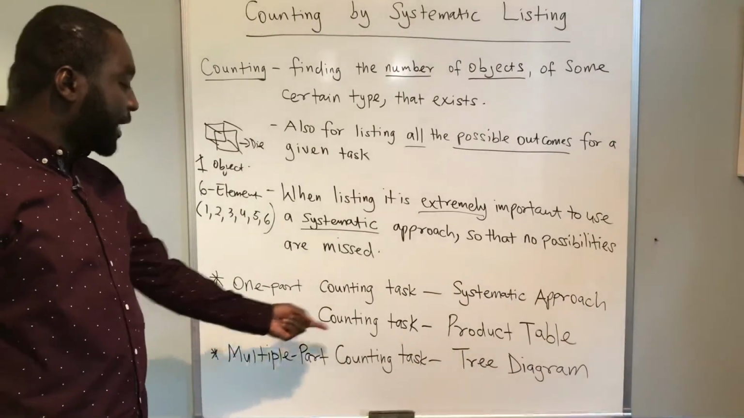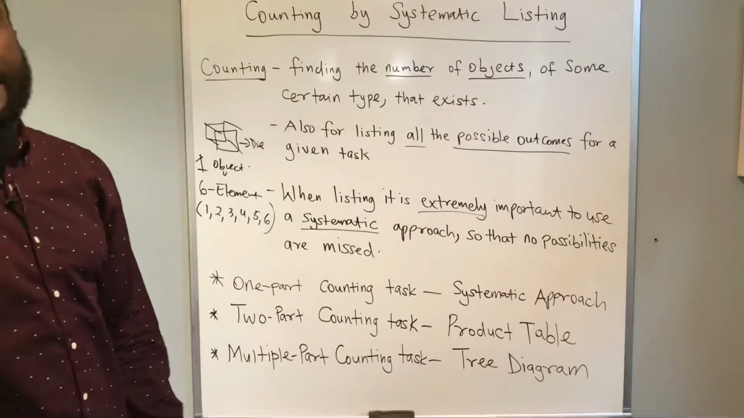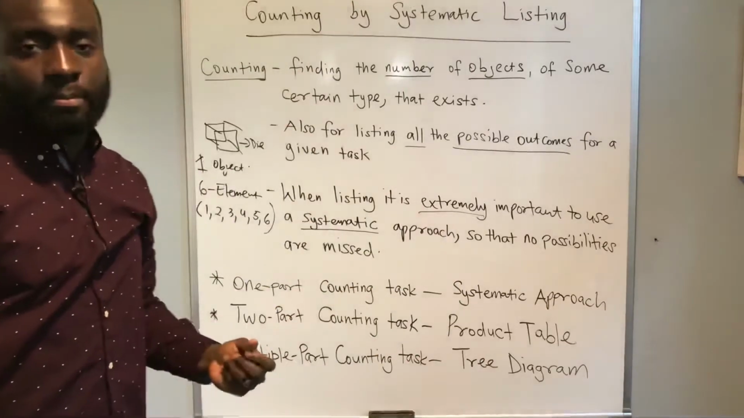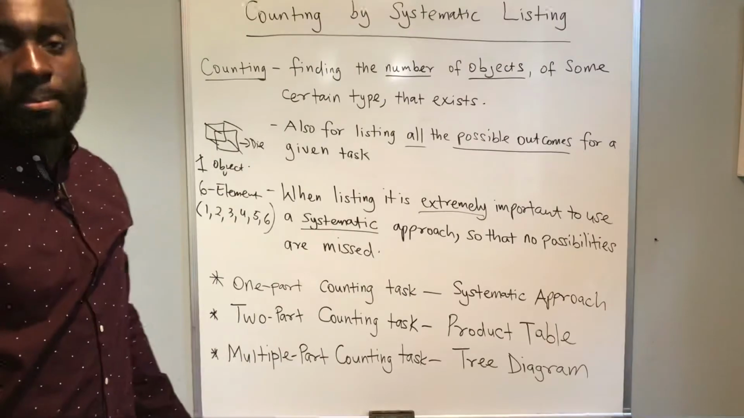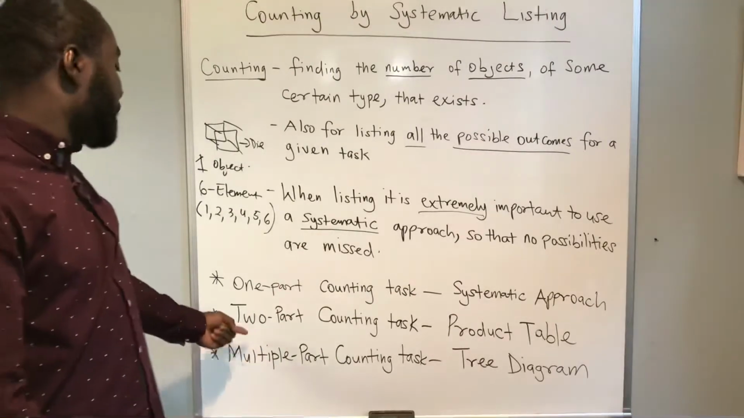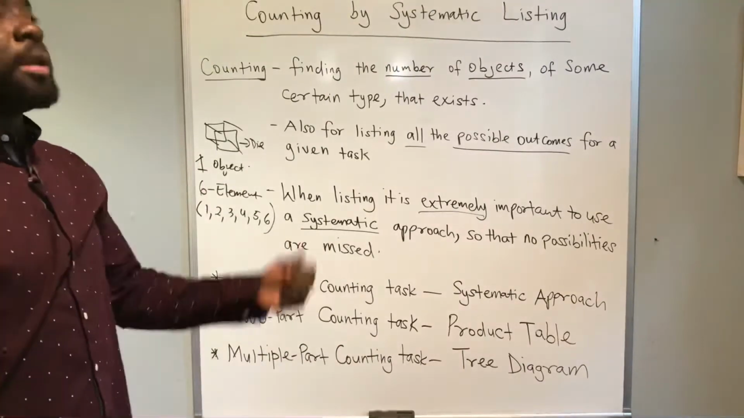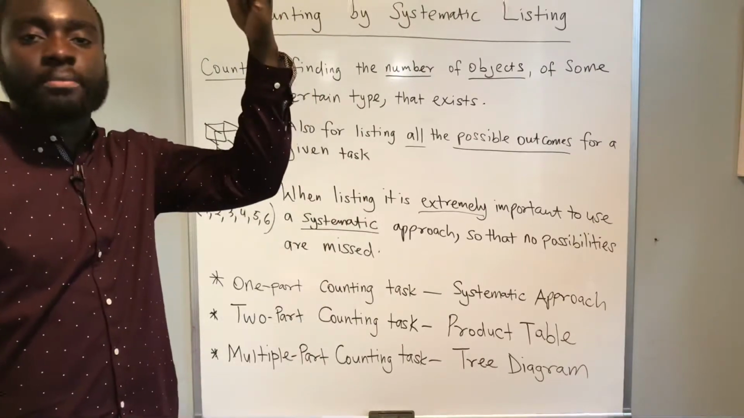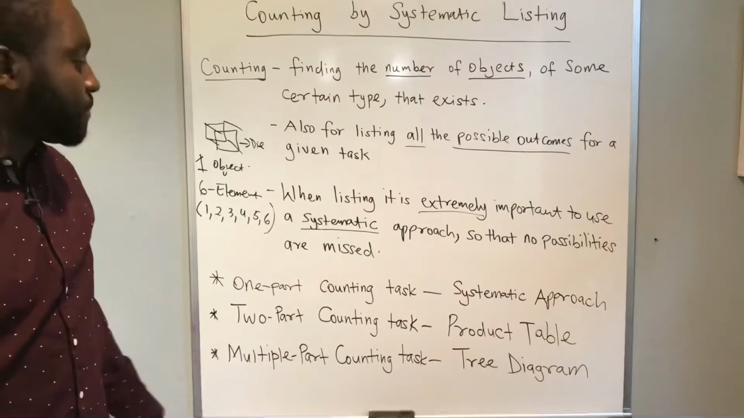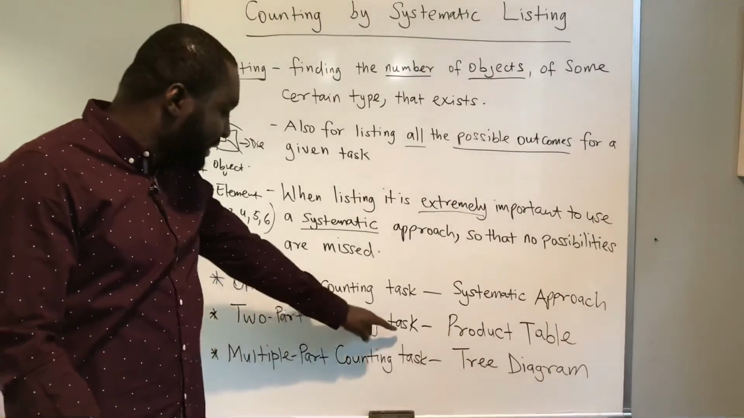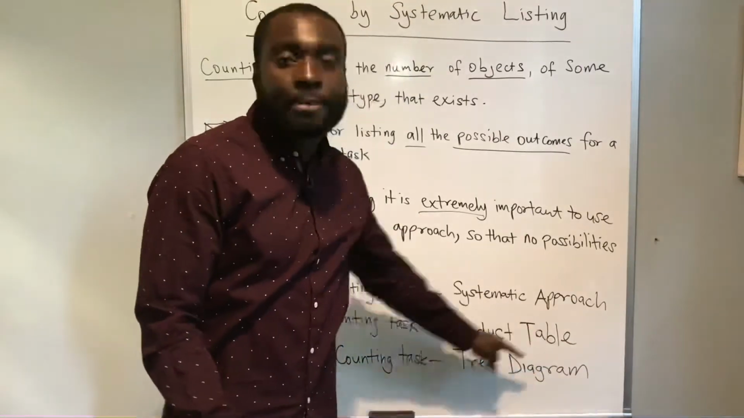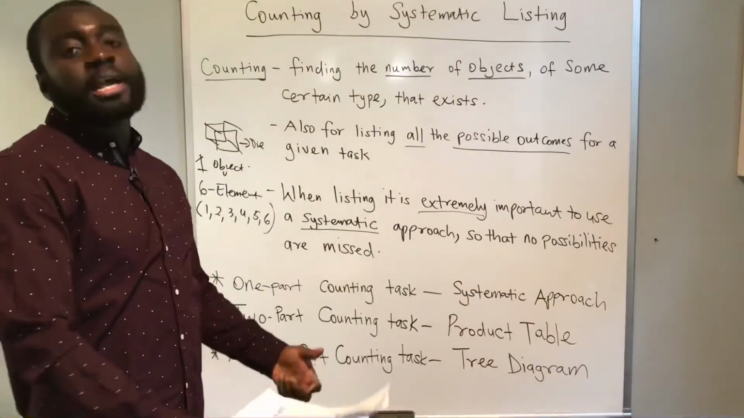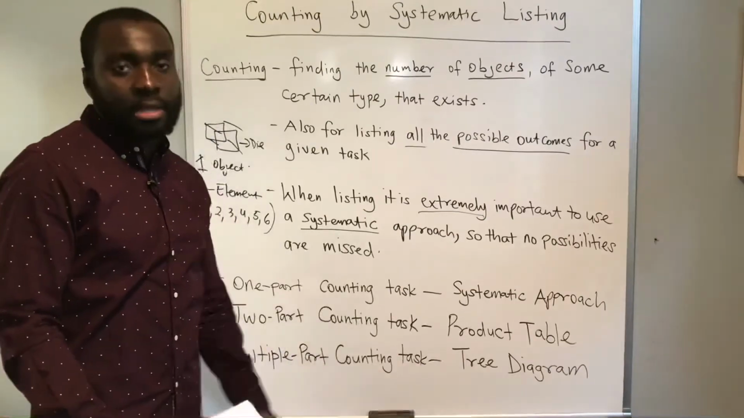A 2-part counting task: let's say I give you two quarters and you toss both of them. What are all the possible outcomes when you do that? That's what's called a 2-part counting task. Another example with the die: let's say I give you 2 dice and you toss both of them. What are all the possible outcomes? With 2-part tasks, we're going to use a product table. I'm going to show you examples and teach you how to do all this as we go along.